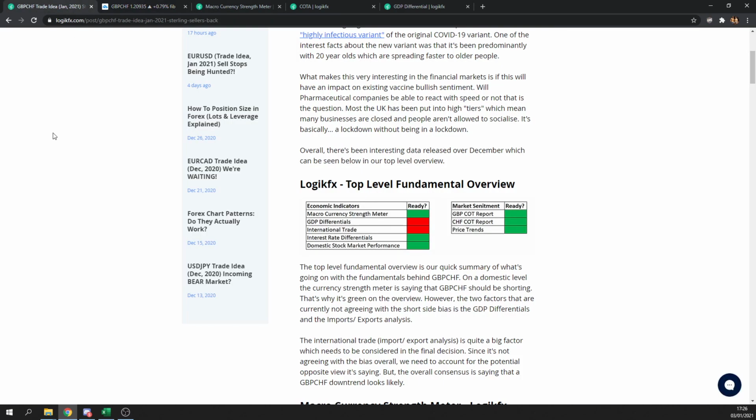So that's basically the swing trading strategy in a nutshell on how we do analysis here at Logikfx, how we use the technology here at Logikfx, the strength meter, the differentials, all that stuff, and how you could be using it too.